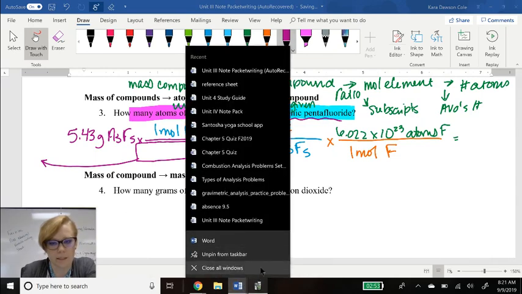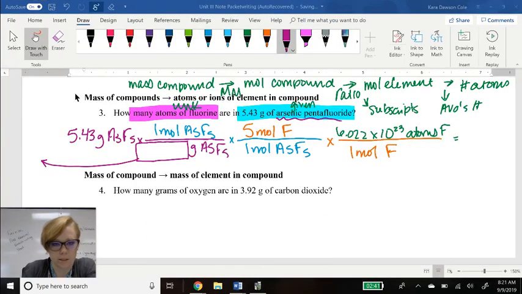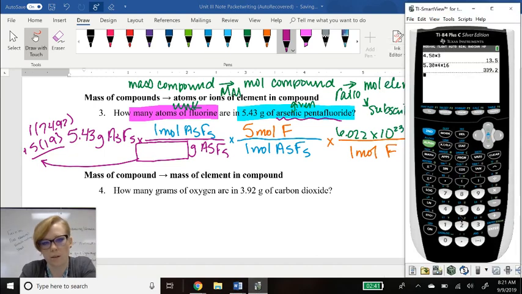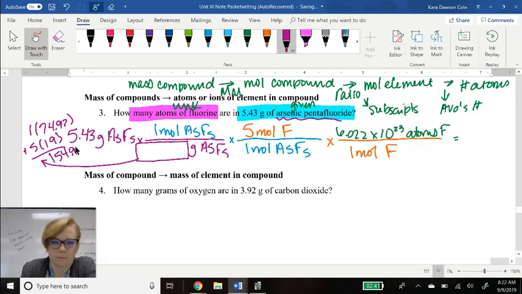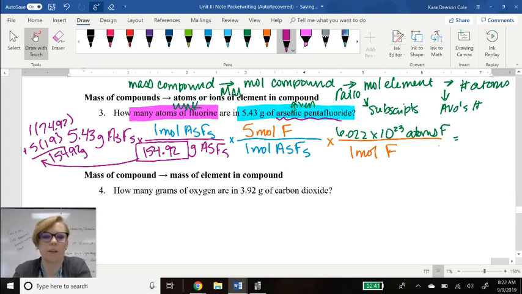Going back, I'm going to have to calculate the molar mass. I know that arsenic has a molar mass of 74.92, and fluorine has a molar mass of 19. So 1 times 74.92 plus 5 times 19. I can go to my calculator and calculate that out. That's equal to 154.92, and that's in grams. So this would be 154.92 grams.